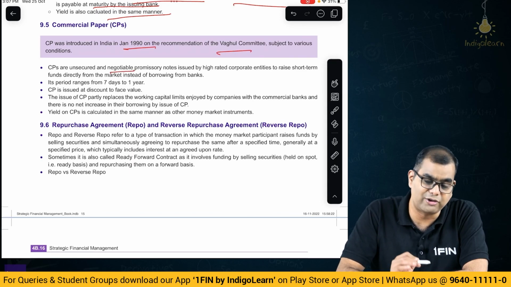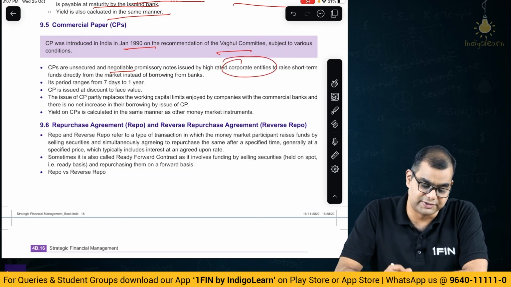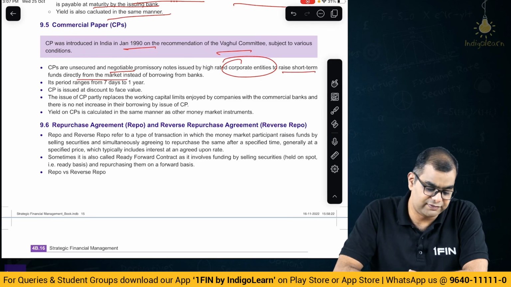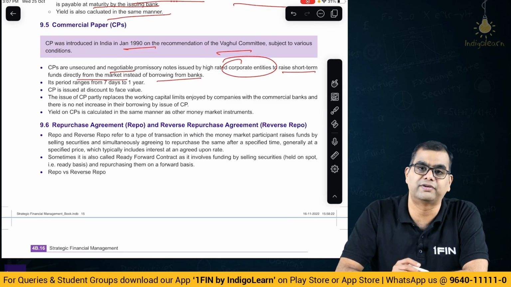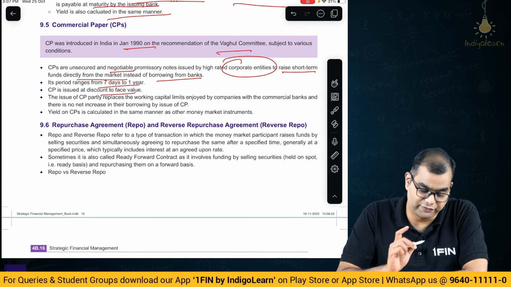They are unsecured and negotiable promissory notes issued by corporate entities. So, they are not issued by banks, they are issued by companies to raise short-term funds directly from the market instead of borrowing money from the bank. Its period ranges from 7 days to 1 year. CPs are issued at discount to face value.